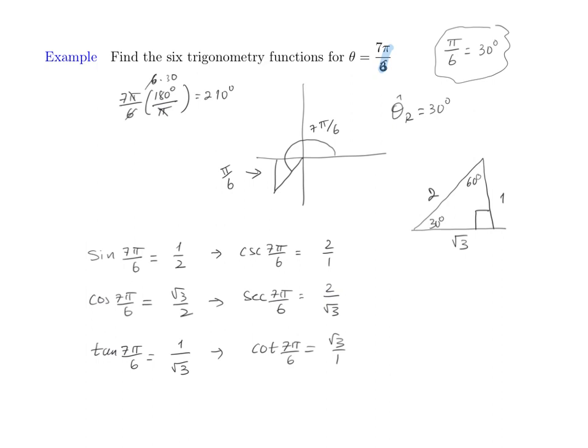Now the last thing to check is which quadrant you're in. Here all of them are positive, here only sine and cosecant, and here tangent and cotangent, and here cosine. Since you are in the third quadrant, that means this one is negative, this is negative, this is negative, and this is negative. And that's it.